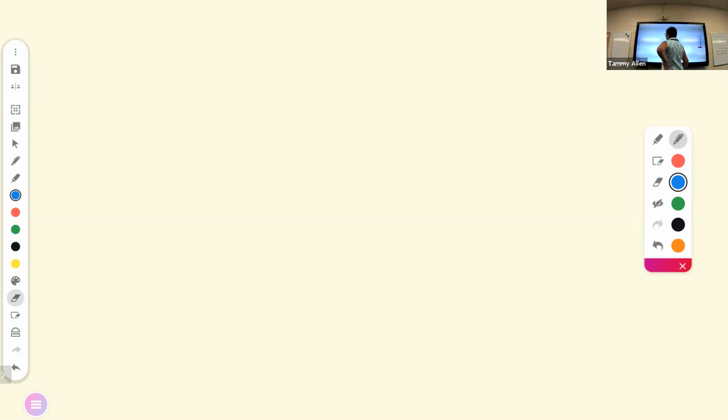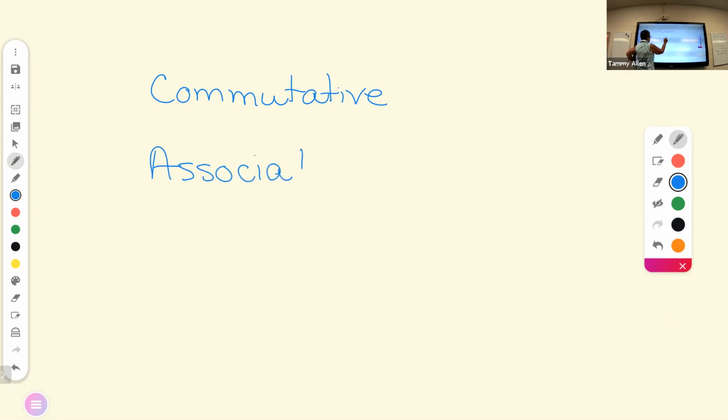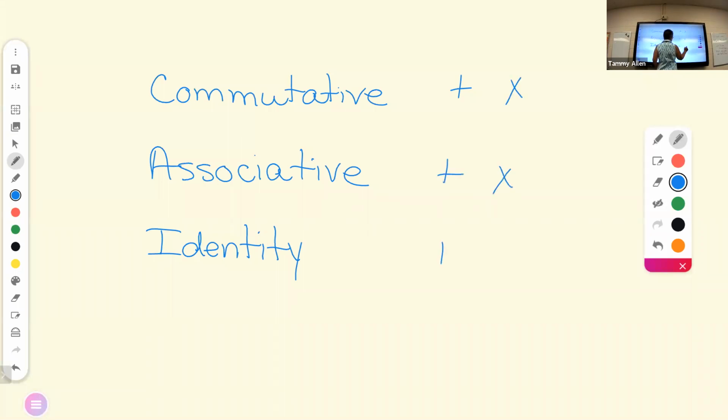All right, so one of our properties was the commutative property. You do not need to write this down. One was the associative property. And one was the identity property. We had both of them, addition and multiplication. Again, you don't have to write these down. We're going to do some examples with each.